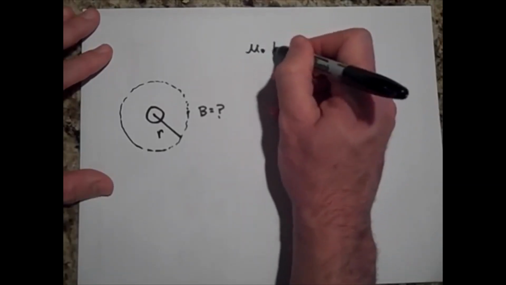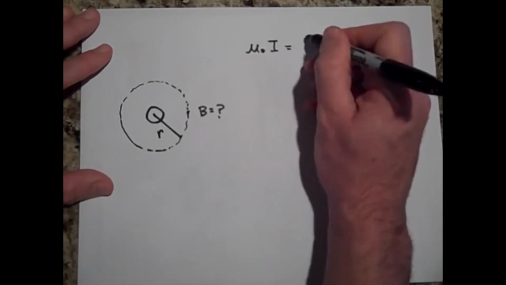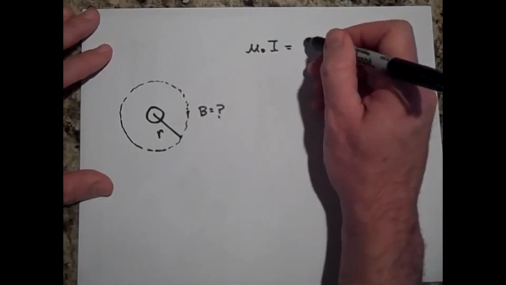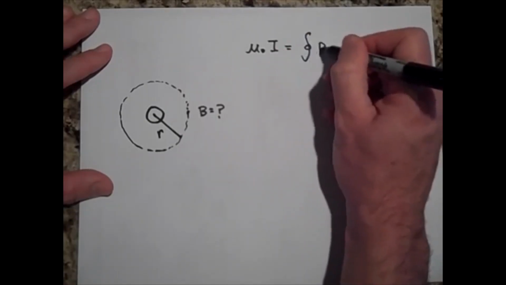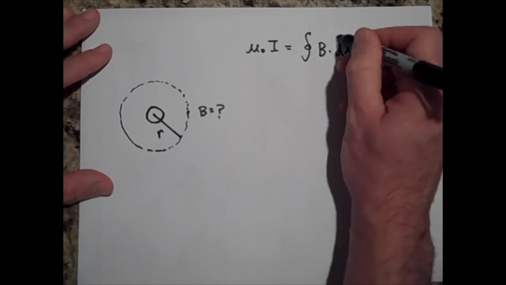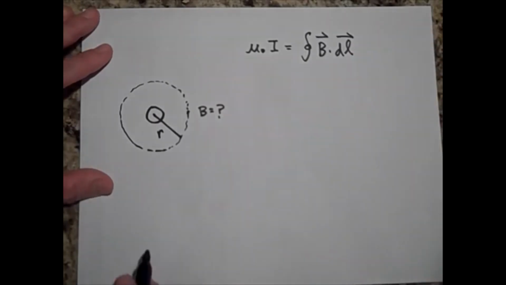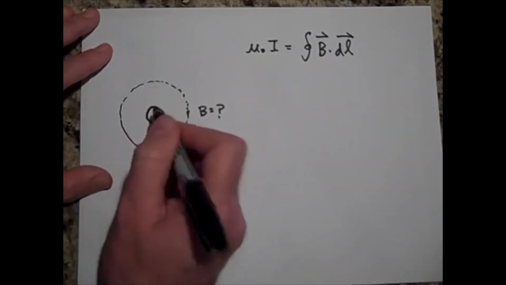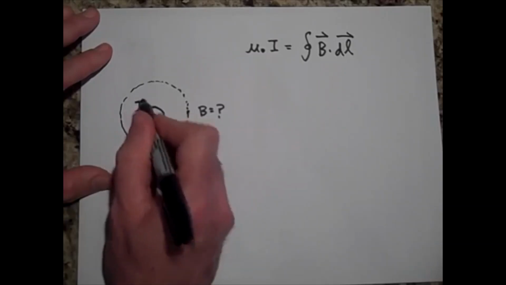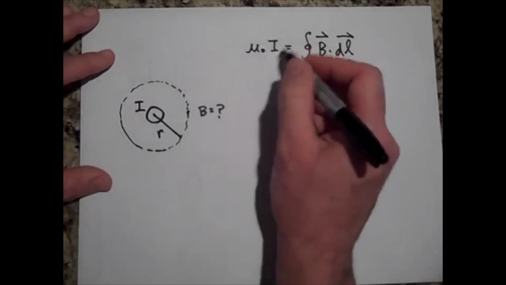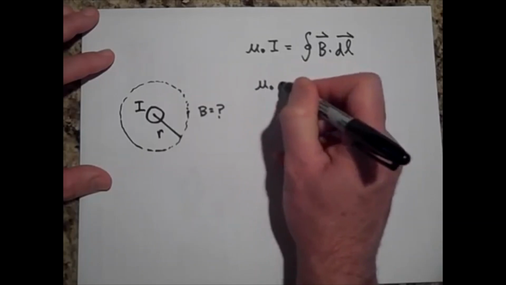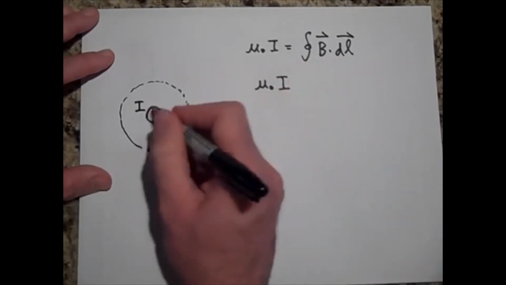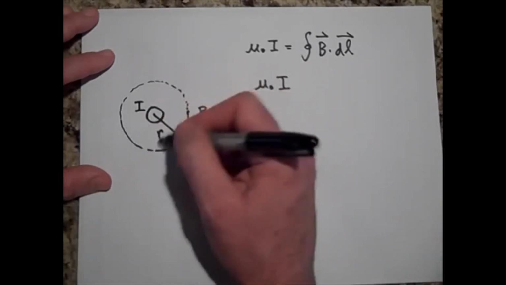Mu naught I is equal to the integral of B dot dl. Now I'm going to say that the total I coming out of there is just capital I. So this will just turn into mu naught times I. That's how much current is going through the Amperian membrane.